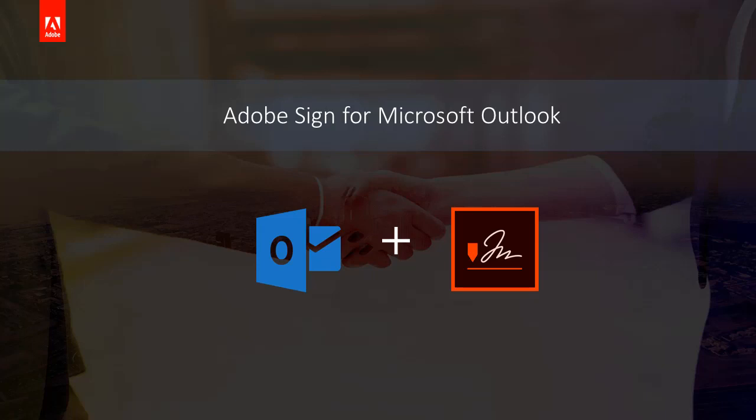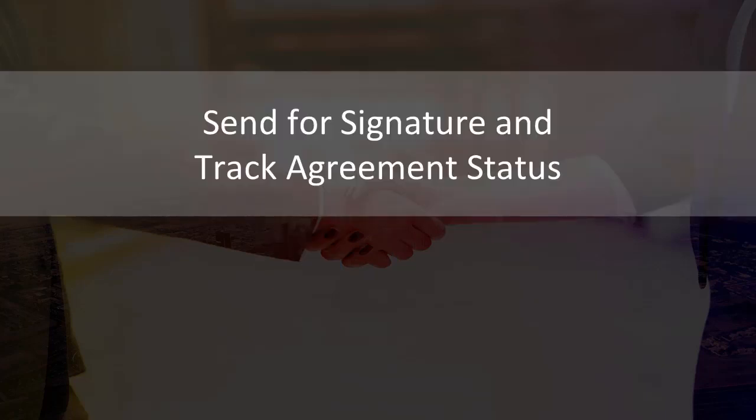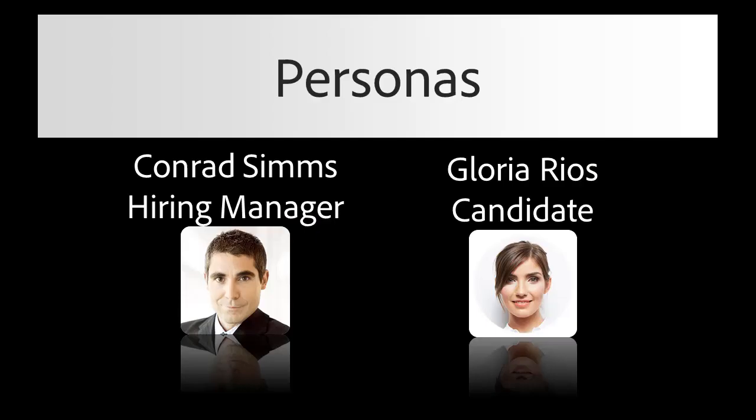First, sending a document for signature and tracking the status of the agreement. I will use the example of a hiring manager sending an offer letter to a prospective hire for signature. Second, fill and sign. I will use the example of an employee being asked to fill and sign an NDA document. Let's start with the Send for Signature and Track Agreement Status functionality.